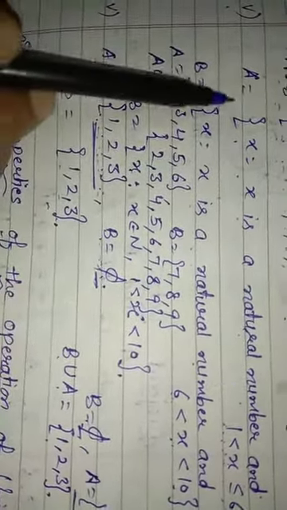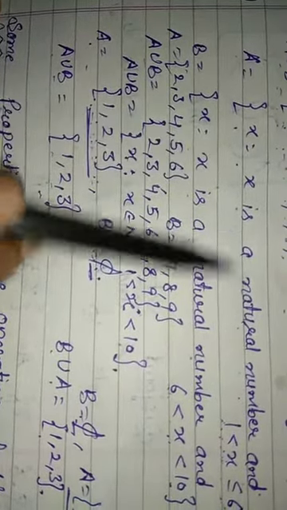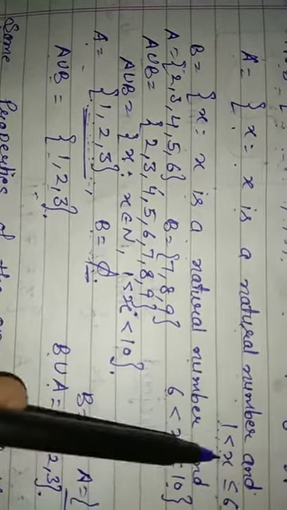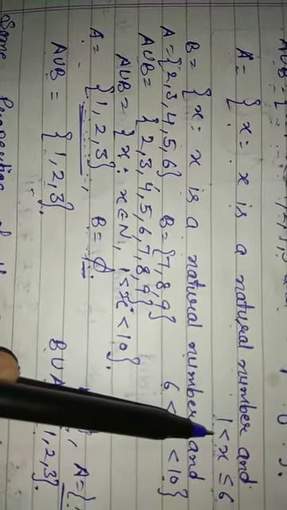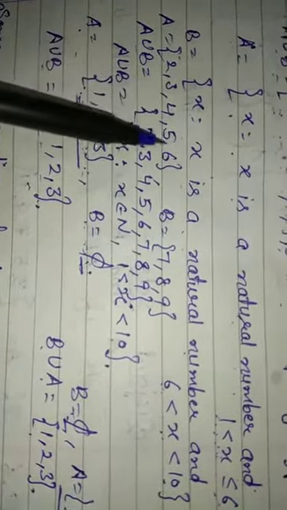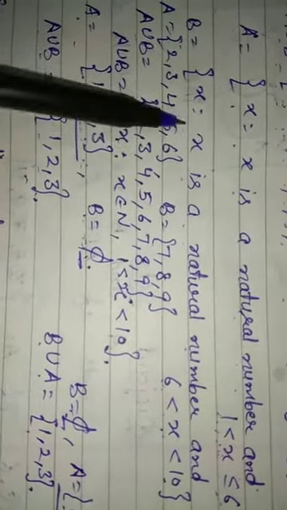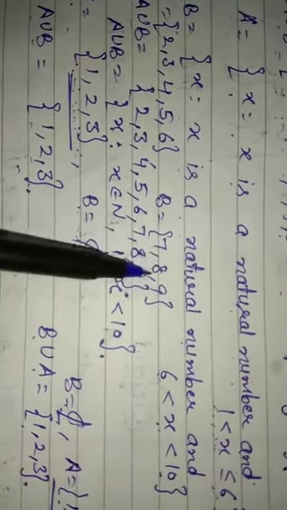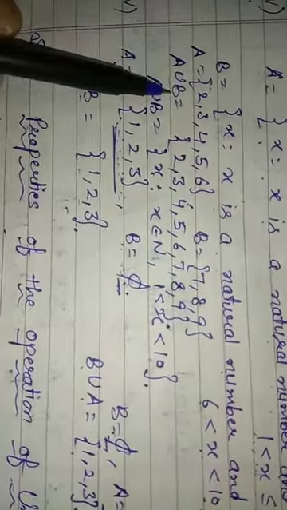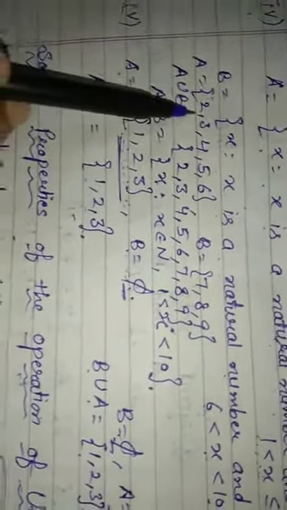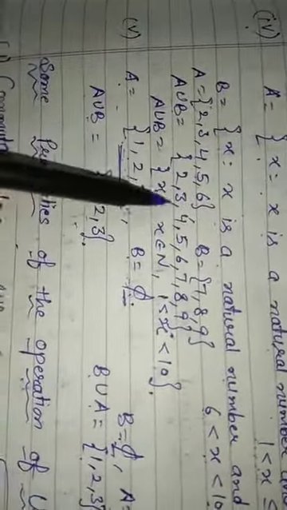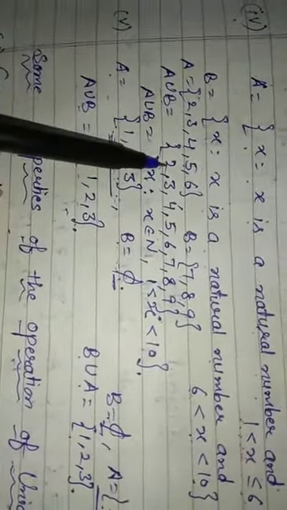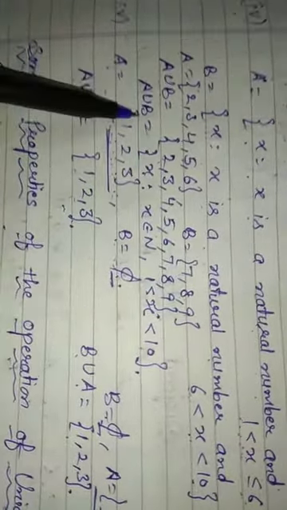I am taking A set in roster form. X is a natural number and X lies between 1 and 6, 6 is included in this. So we will take 2, 3, 4, 5, 6. And B set has elements lying between 6 and 10, so I am taking 7, 8, 9. What is A union B? A union B will be 2, 3, 4, 5, 6, 7, 8, 9. So look at this, these numbers are from 2 to 9.